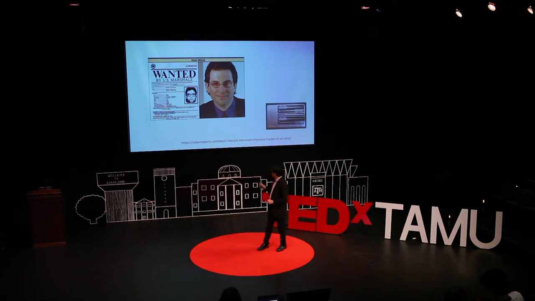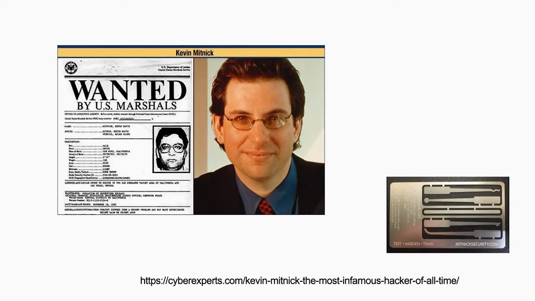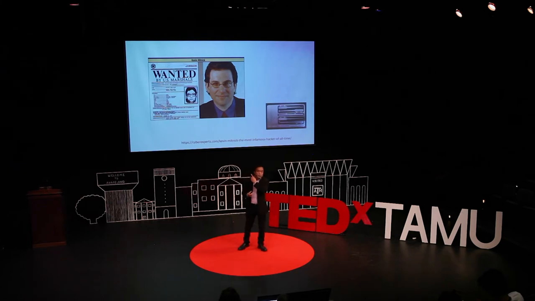All right, I'll show you this guy. His name is Kevin Mitnick. You can see here, he is called the most infamous hacker of all time. This is a before and after picture of him. The before picture is from 1994. This is the FBI's wanted warrant on him for cybercrimes. He was arrested in 1995 and spent 5 years in a federal prison.